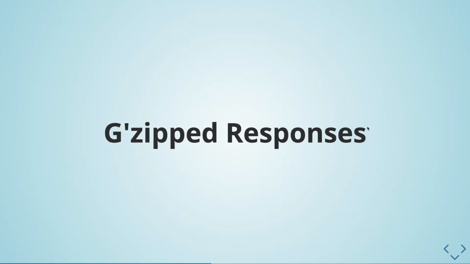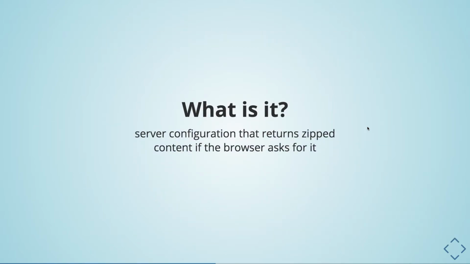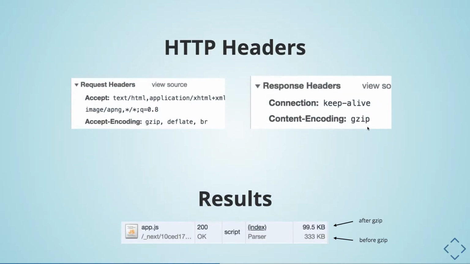All right, part two, let's talk about gzipping the responses back from the server. It's a server configuration, but basically it'll return the content zipped up if the browser asks for it that way, which most of them do. It works by HTTP headers. Here on the left, you see a request. It says accept-encoding gzip, right? The server sent back a response with it gzipped.